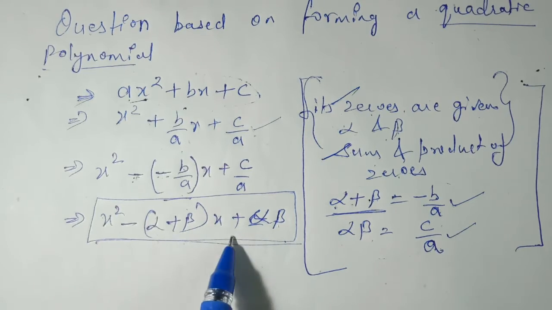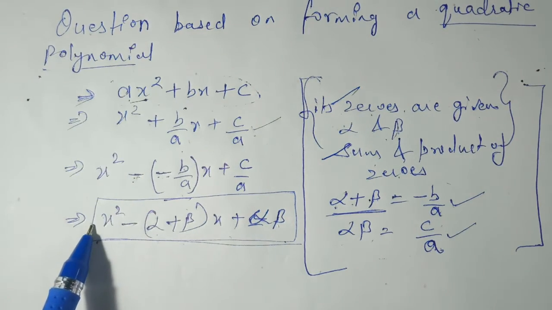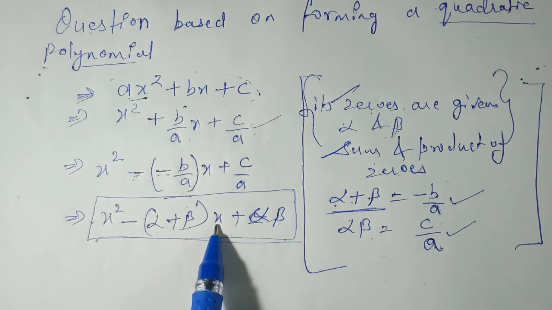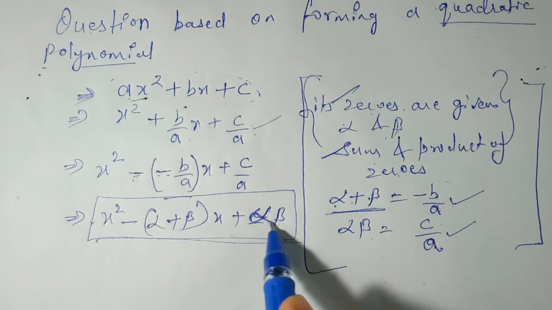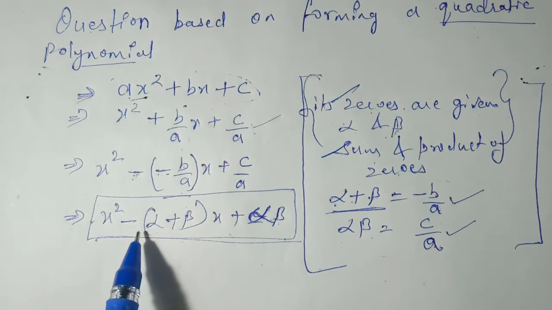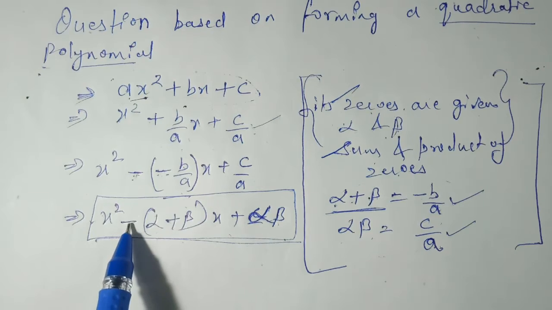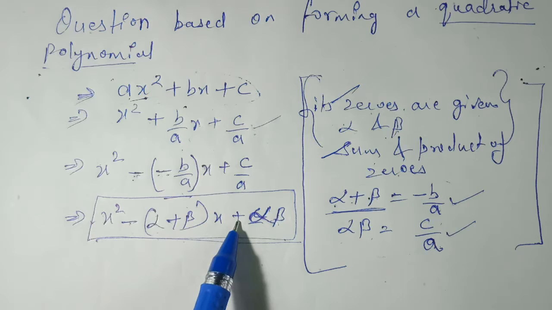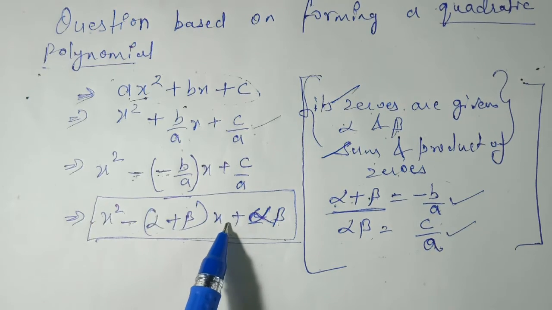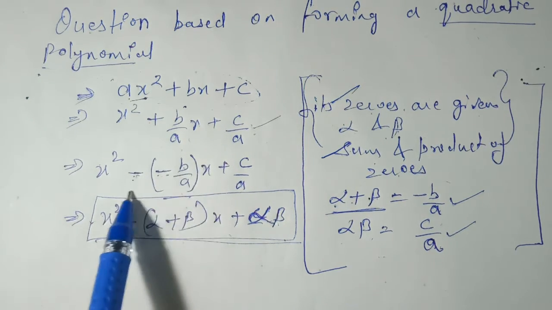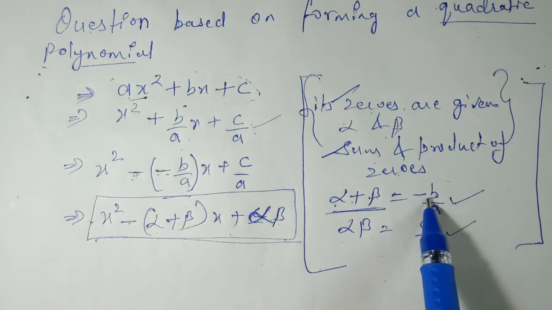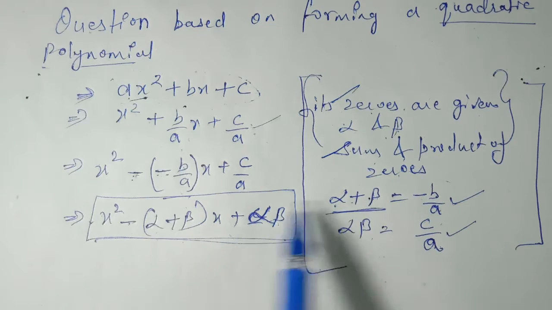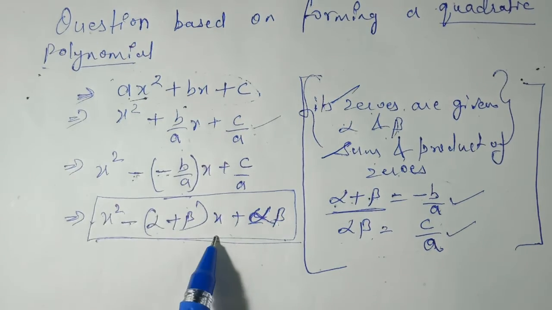How this condition is formed, I have explained to you through this process. You have to remember it: x square minus alpha plus beta into x plus alpha into beta. The common mistake that students make is that instead of taking the negative sign over here, they take it over here. So remember this, and for this, you have to learn the process of why it came. This way also you can learn: since b by a is negative, we have to take the sum of zeros as negative.